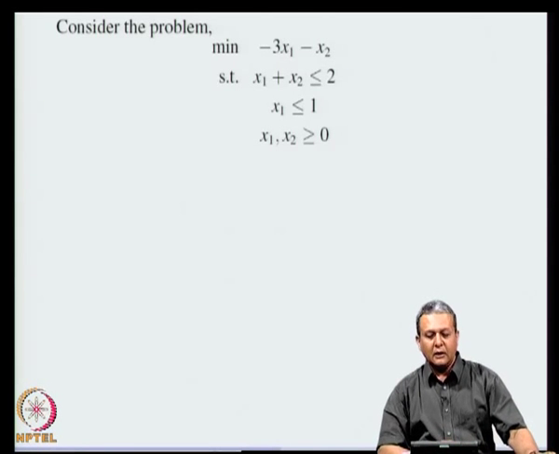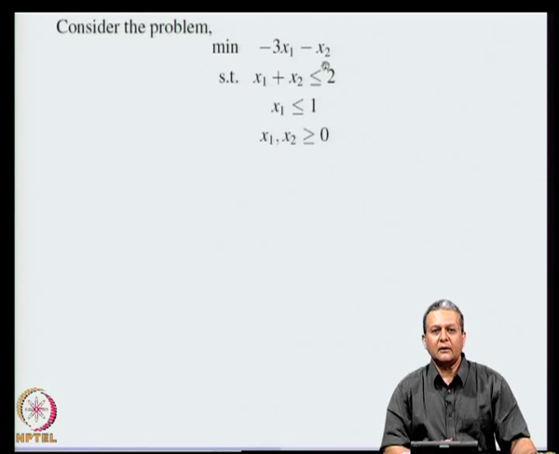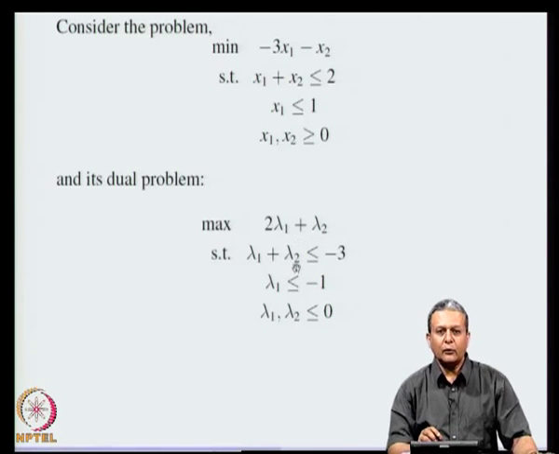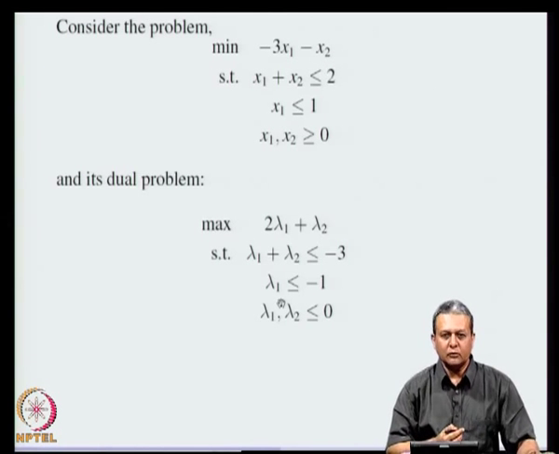So, it is possible to get the optimal solution to the dual problem by using the simplex method to solve the primal problem. Now, let us see an example. This example we have already seen, so I will not repeat the solution of this example, but if we look at the dual problem, the dual problem is maximize 2 lambda 1 plus lambda 2 subject to lambda 1 plus lambda 2 less than or equal to minus 3 and lambda 1 less than or equal to minus 1.